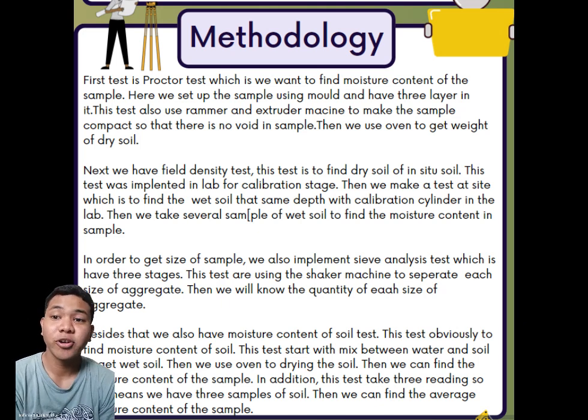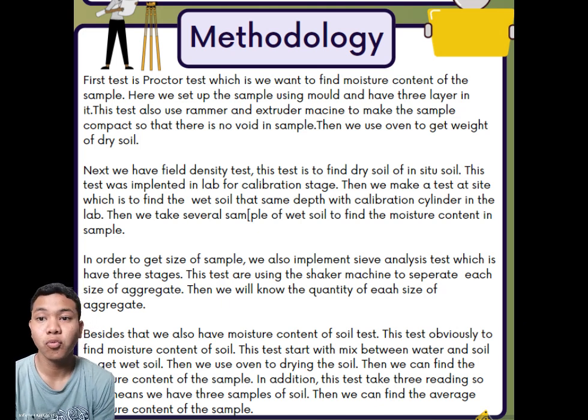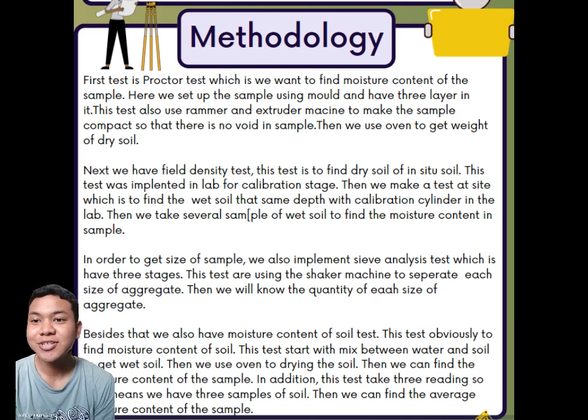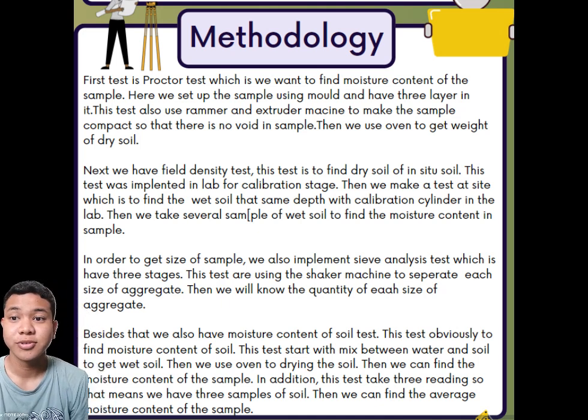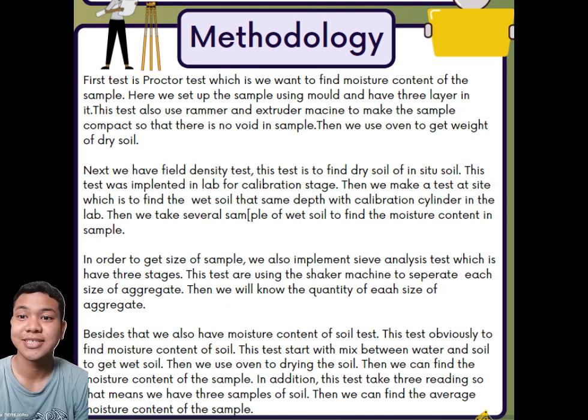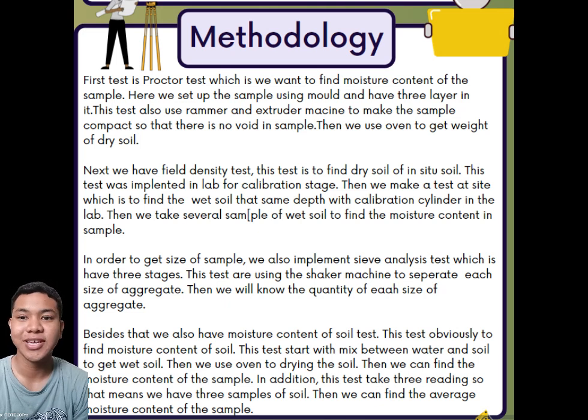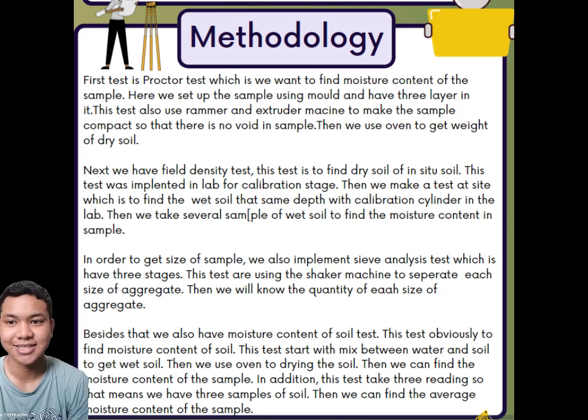Next, in order to get the size of the sample, we also implement the sieve analysis test, which has 3 stages. These tests use a shaker machine to separate each size of aggregate. Then we will know the quantity of each size of the aggregates.